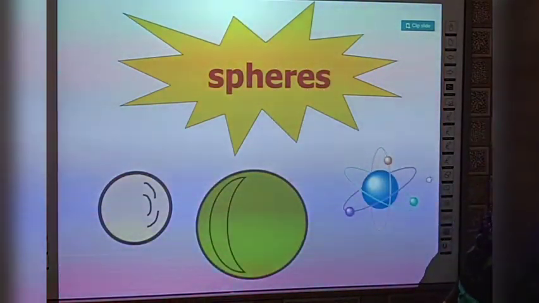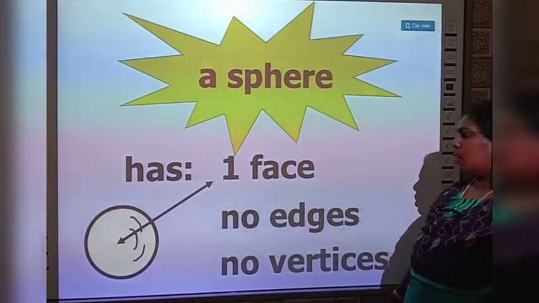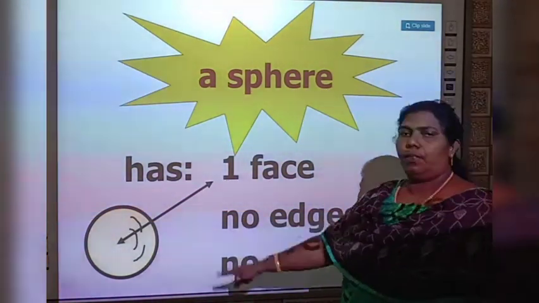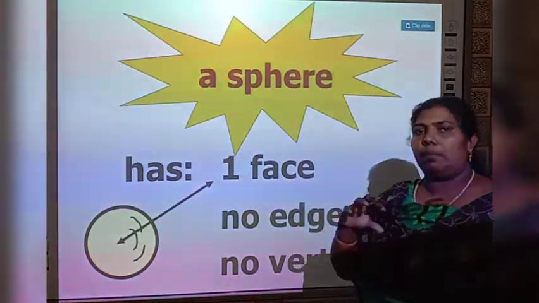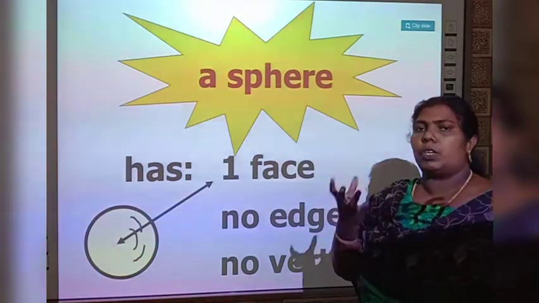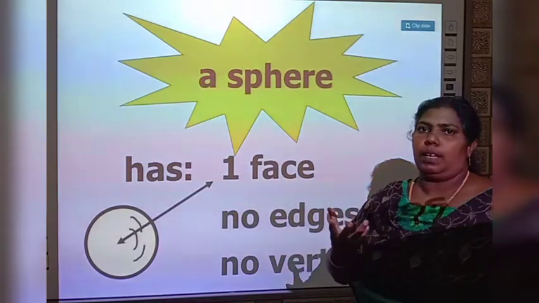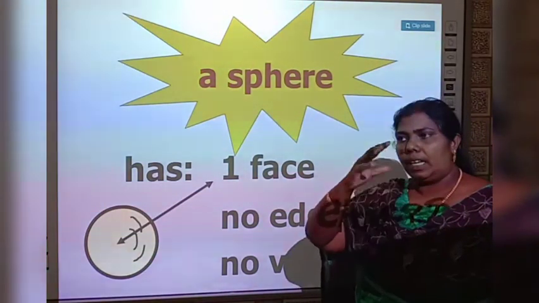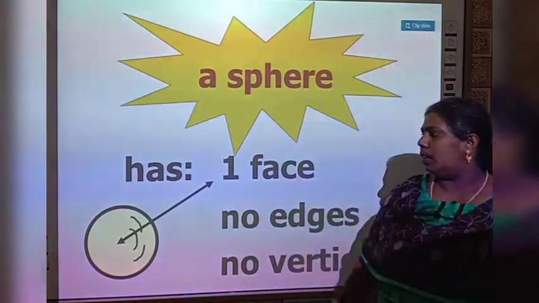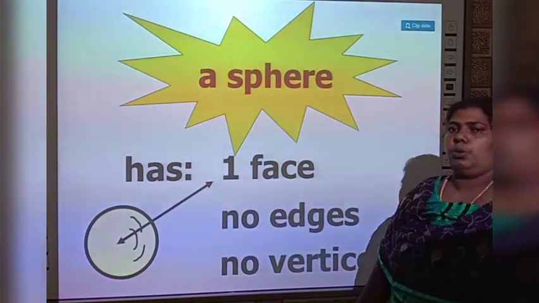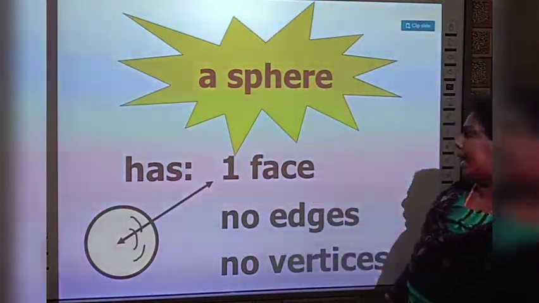Then sphere. This is a sphere. A sphere has only 1 face, the curved face only. A ball shape is a sphere. Not a flat face, only a curved face, with no edges and no vertices. Can you see any edges and vertices? No.